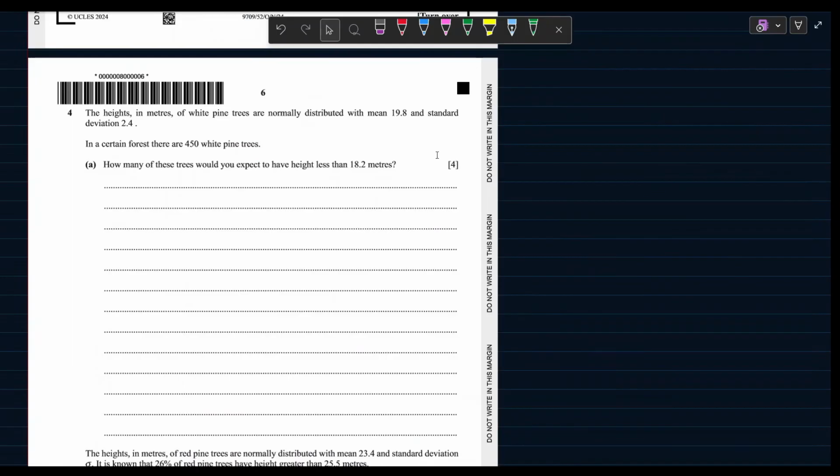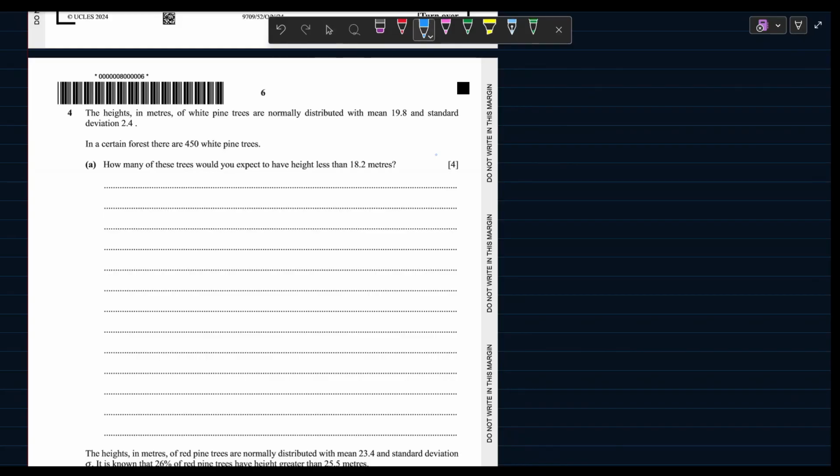Number 4, the heights in meters of white pine trees are normally distributed with mean 19.8 and standard deviation 2.4. In a certain forest, there are 450 white pine trees. Part A, how many of these trees would you expect to have height less than 18.2 meters?